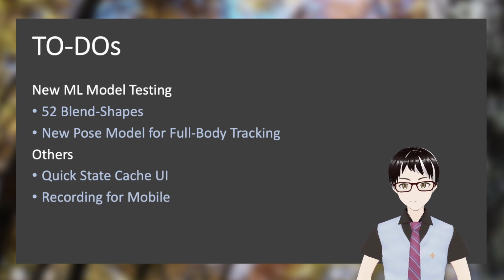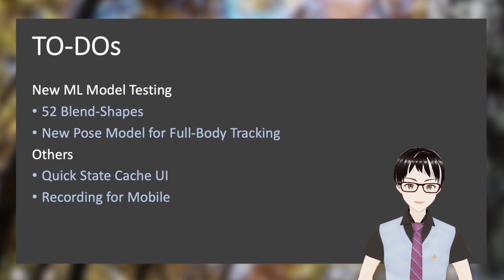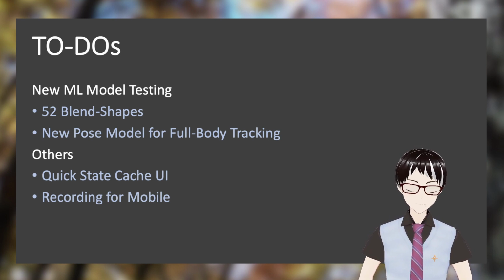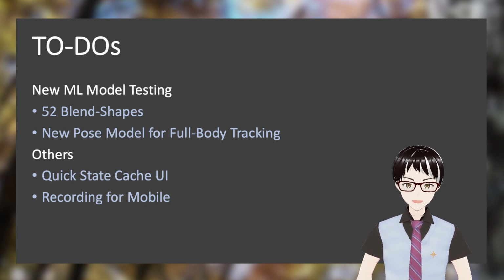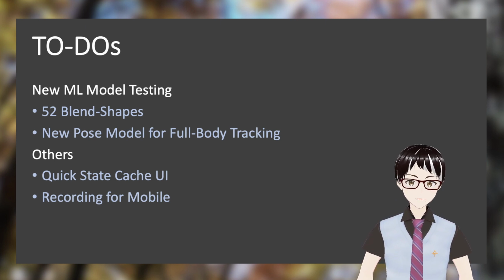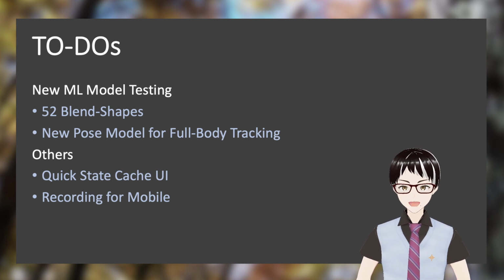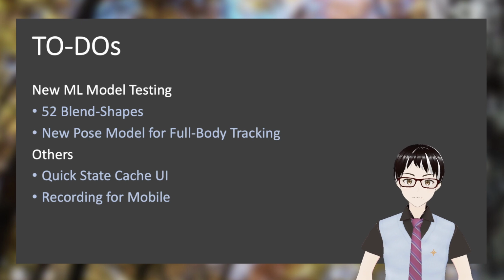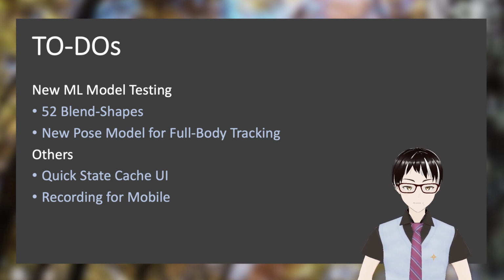I'm thinking maybe we should have this state save or quick state cache also saved somewhere, like maybe on the right side of the window, so that you can quickly select from different states in terms of visual effects and also in terms of the position and rotation of the model. It might help you with streaming by quite a lot.